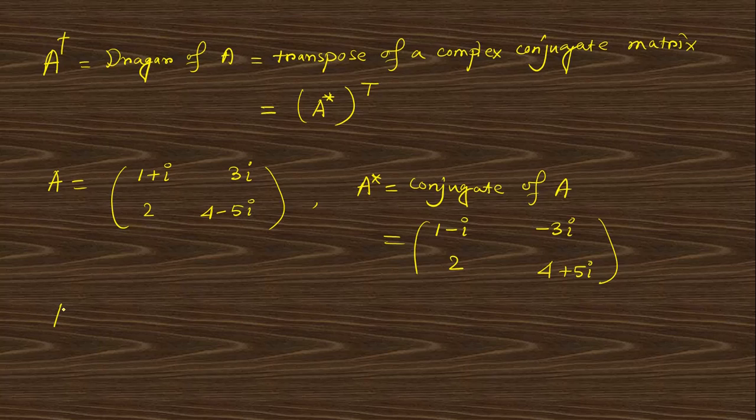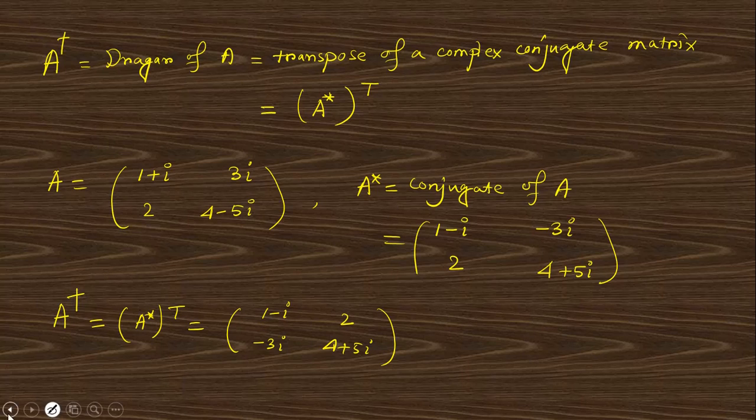What is A dagger? A dagger is nothing but the transpose of the complex conjugate of this matrix. So you just transpose this matrix. What will we get? 1 minus i, 2. You see along the column and write along the row. Minus 3i, this is 4 plus 5i. Clear? So this is the complex conjugate transpose, or the A dagger.